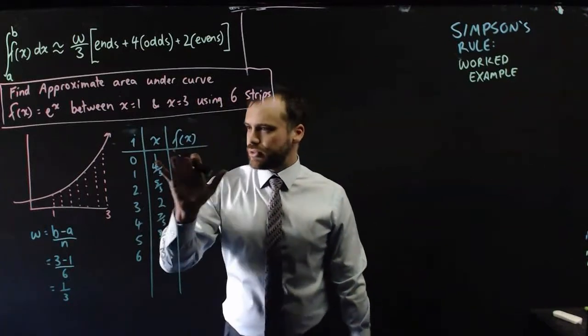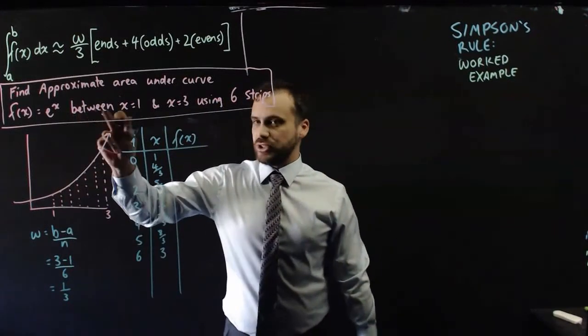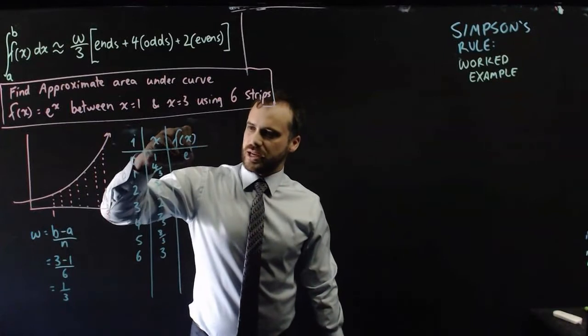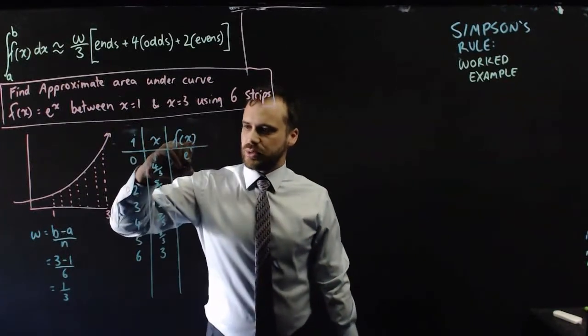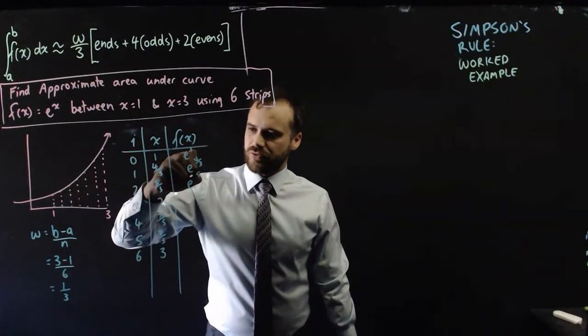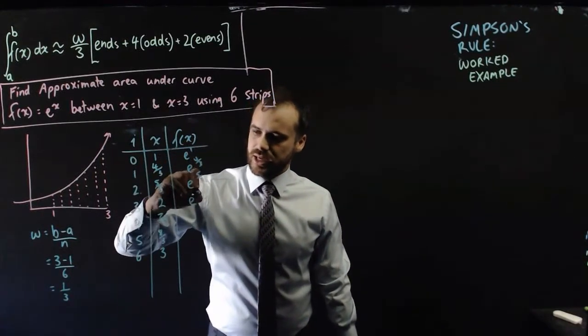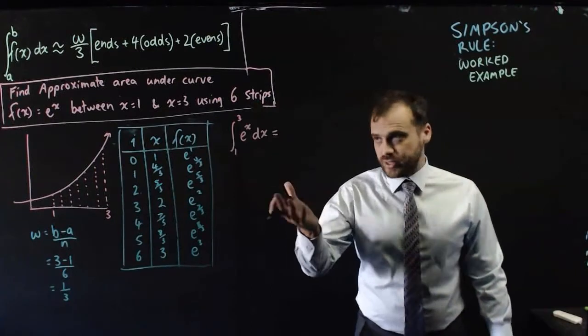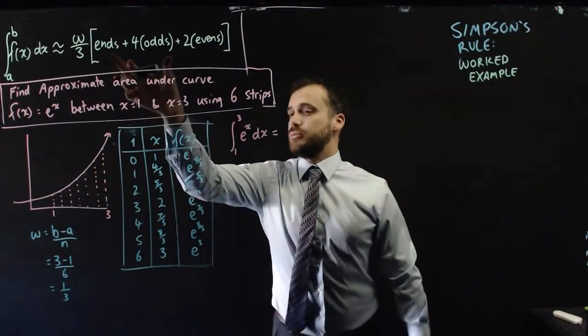Now, we put those x values into our function. So this first one here is e to the 1. That's really easy. This next one is e to the 4 over 3. The next one is e to the 5 over 3. The next one is e to the 2. You get the idea. Now that we've done that, we can start using our formula here.